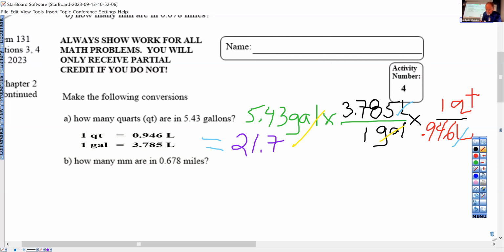And our final answer is, what are the units? We're on the QT. Yeah. Okay.